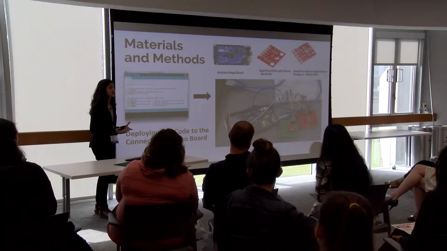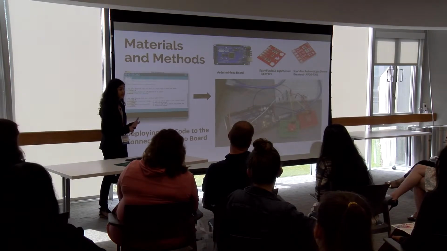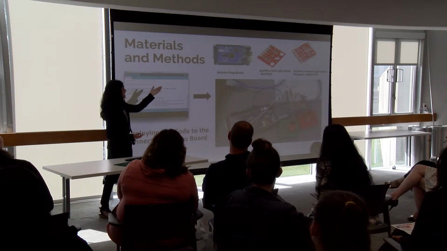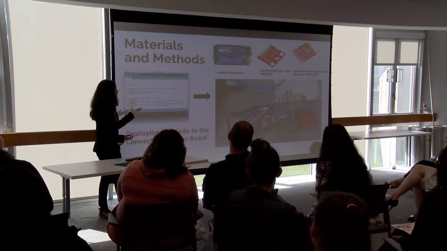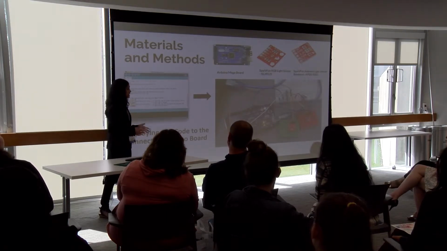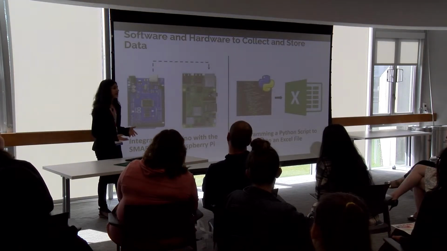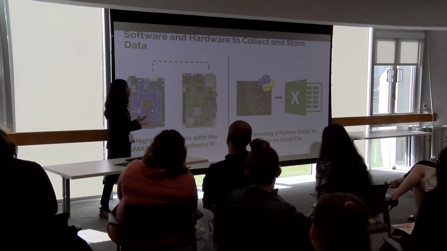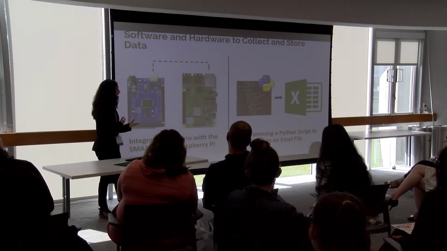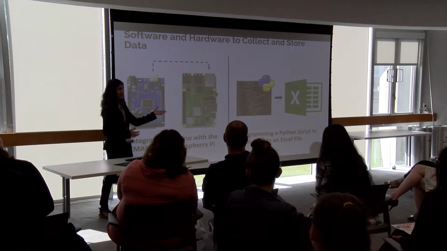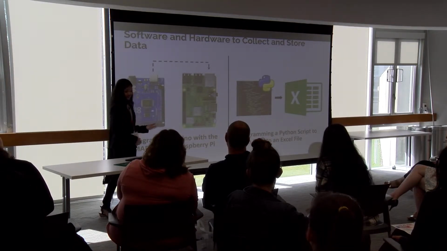In order to measure the RGB light intensity and the illuminance, I used two low-cost sensors, and then I connected them to my Arduino. And this is a part of my prototyping stage. I then integrated the Arduino with the smart sensor Raspberry Pi, which was essentially its backbone, and then programmed a Python script to push all of the outputted data onto an Excel file, which I was able to retrieve through my computer.